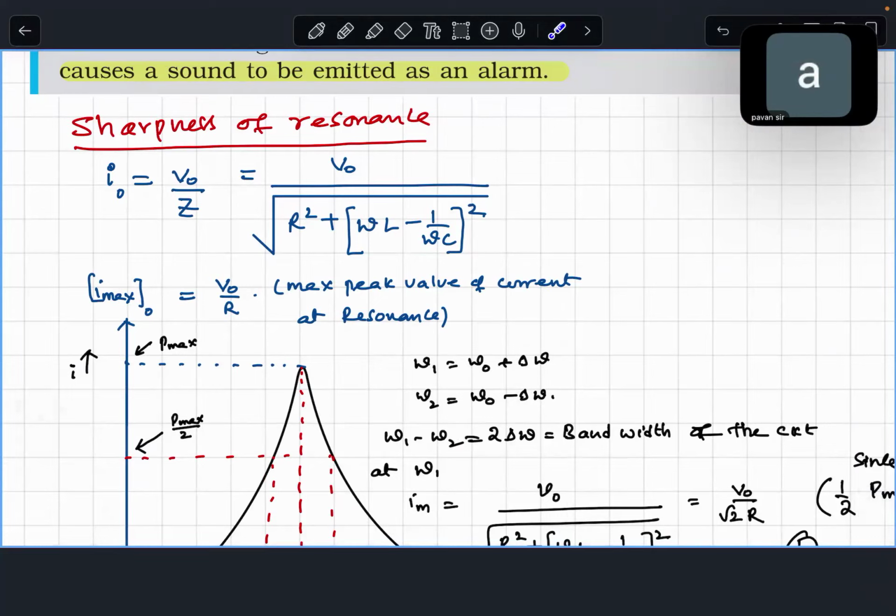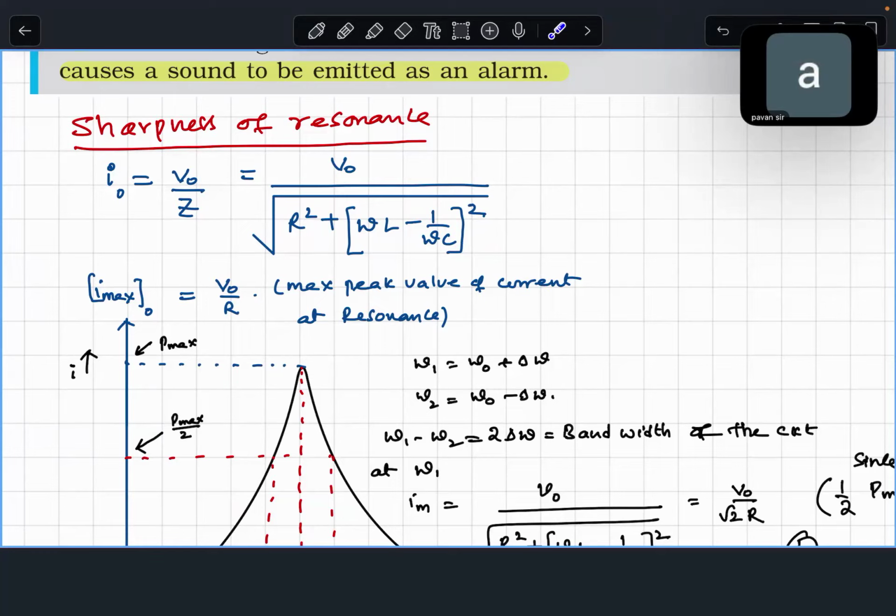Peak current. Let us speak about peak. Why? Because you cannot talk about instantaneous values. Either you talk about RMS or you talk about the peak. I'm just talking about the peak. When I'm asking about your peak, this is the response for the peak current, voltage by resistance.